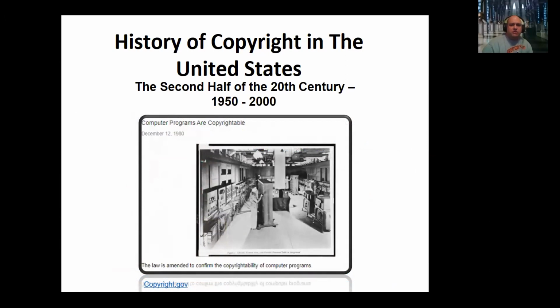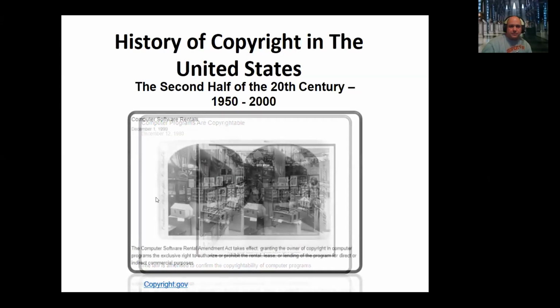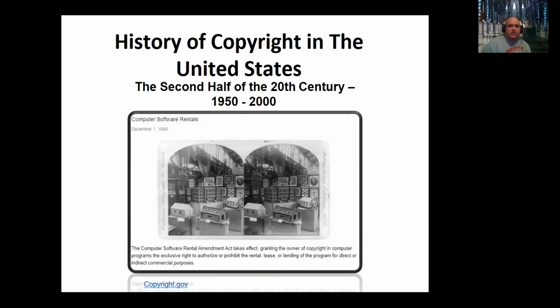Real quick, so here we started to see in 1980, they begin to copyright computer programs. The 80s is when you start to see those home computers and software being created. So all those programs that we were using on our home computers then become copyrightable, as well as, on December 1st of 1990, the computer software rentals, so the software that was able to be rented out and leased, but was copyrighted and protected.